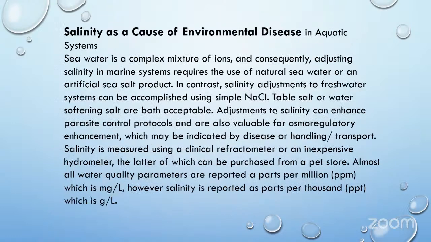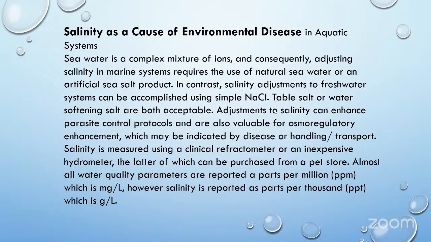Next, salinity as a cause of environmental disease. Seawater is a complex mixture of ions and consequently adjusting salinity in marine systems requires the use of natural seawater or an artificial sea salt product. In contrast, salinity adjustments in freshwater systems can be accomplished using simple NaCl. Table salt or water softening salt are both acceptable.